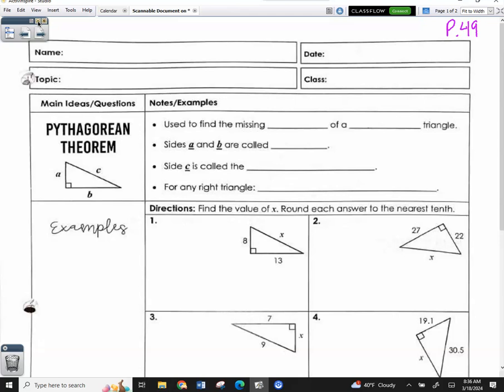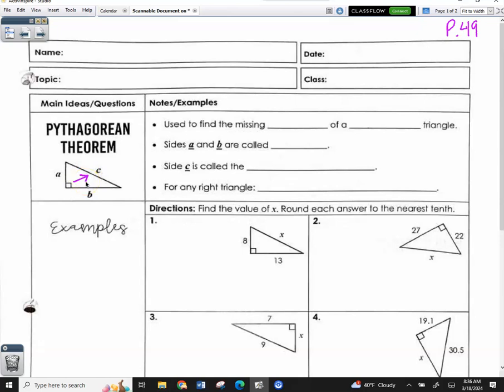So we have this right triangle here. How do I know it's a right triangle? The little square tells me it's a right triangle. There's a right angle in it. I want you to go to the right angle and draw an arrow from the right angle to the side opposite. We practiced this in the last section.